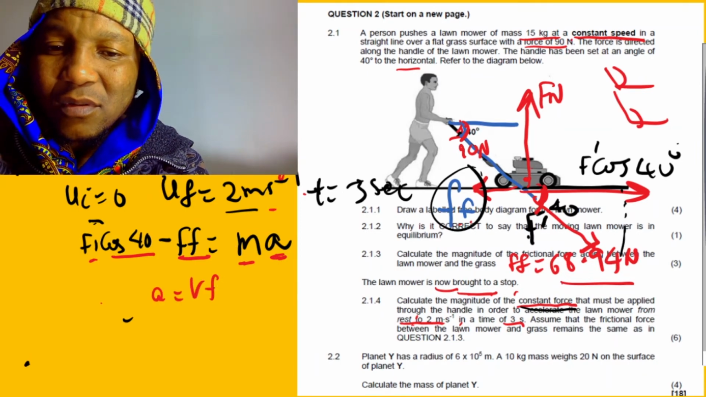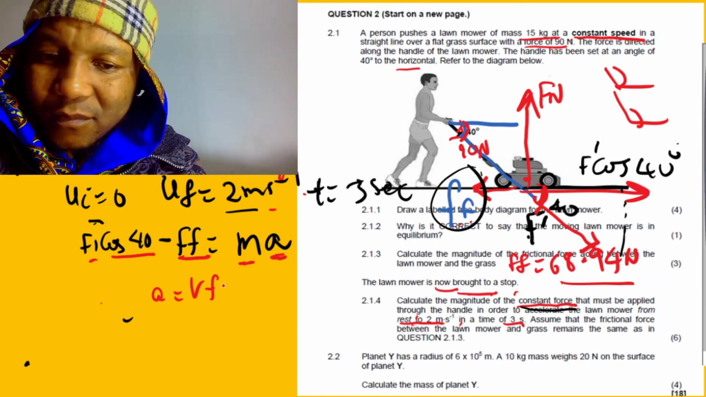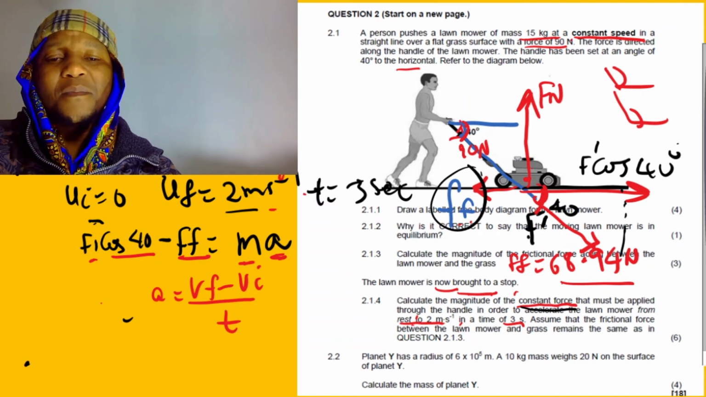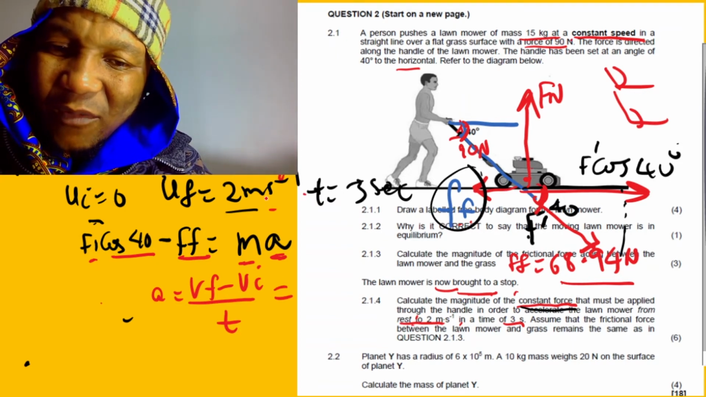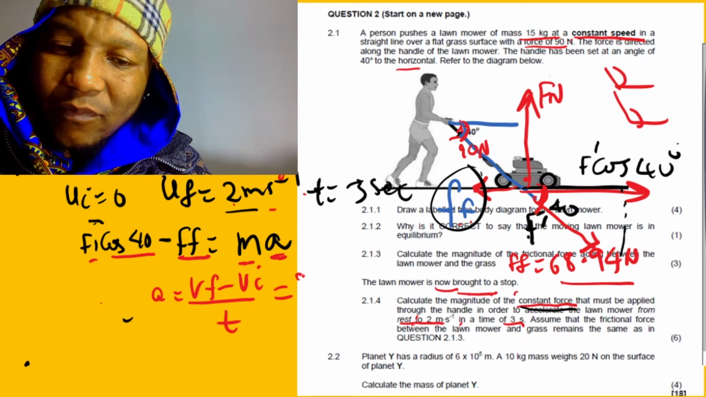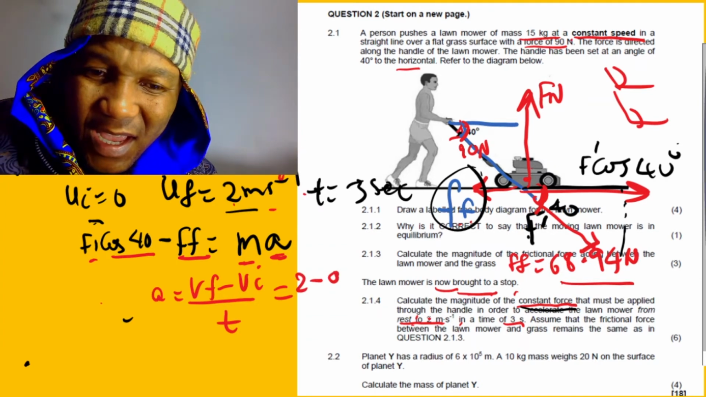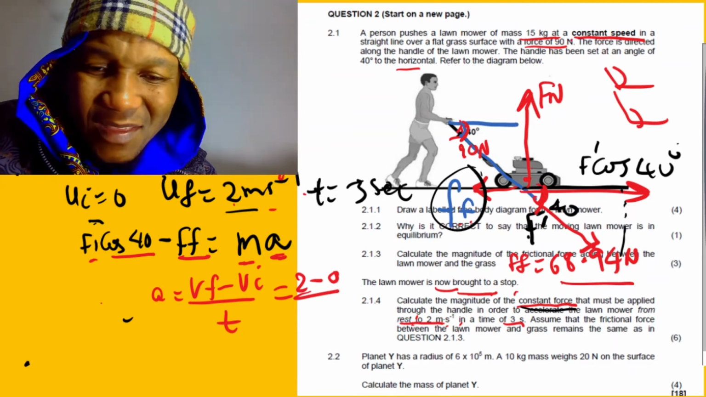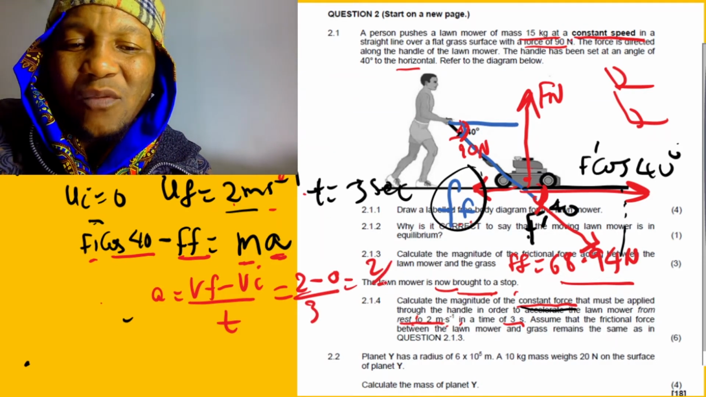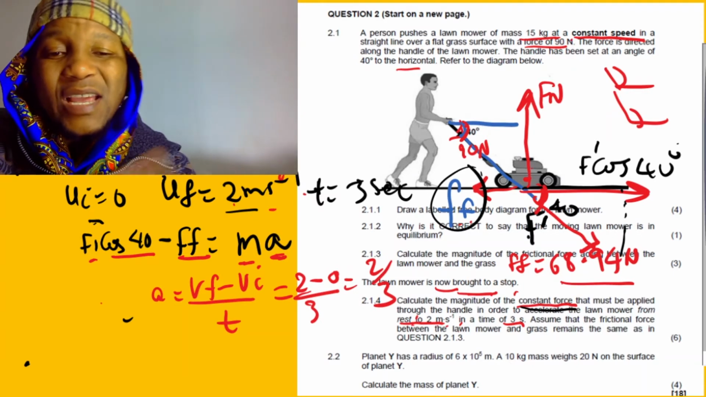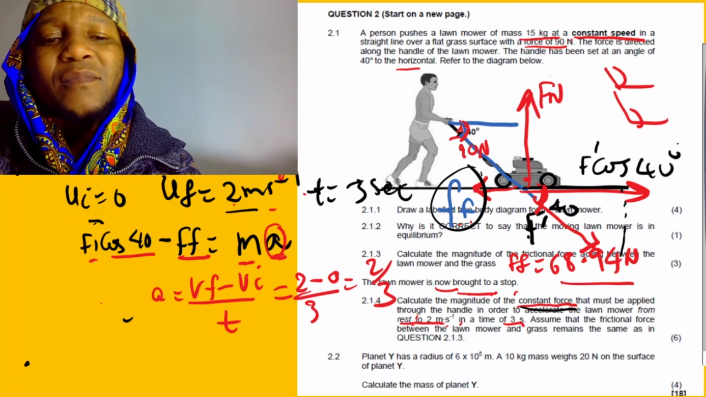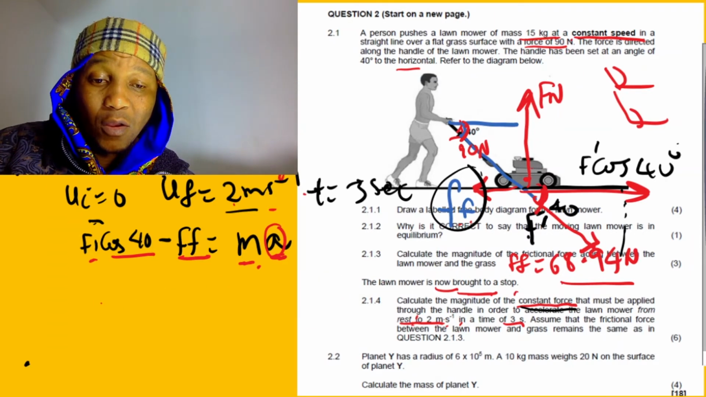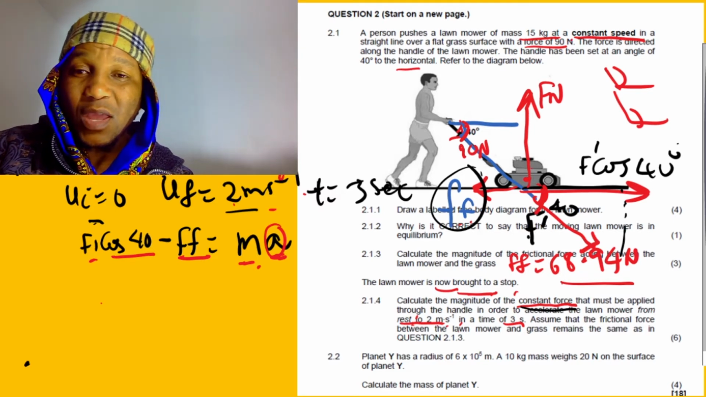Acceleration is velocity final minus velocity initial over t. See? And then we can say, what is our velocity final? Velocity final we say 2 minus 0 because they say here, you move from rest to 2. How long did it take? It took 3 seconds if I'm not mistaken. So now this is going to give us 2 over 3. Oh, so acceleration equal 2 over 3. So this acceleration can simply come here. Now we can substitute everything and we can get a constant force.